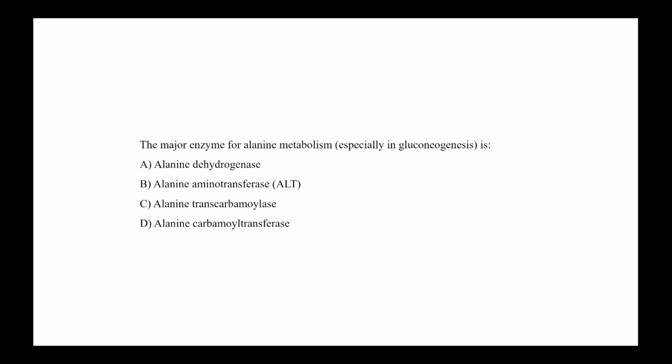The major enzyme for alanine metabolism, especially in gluconeogenesis, is: option A, alanine dehydrogenase; option B, alanine aminotransferase; option C, alanine transcarbamylase; and option D, alanine carbamoyl transferase.